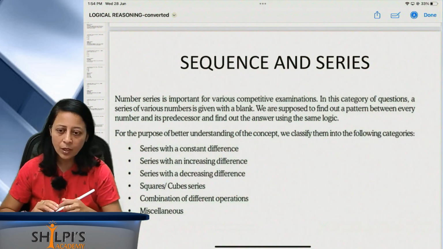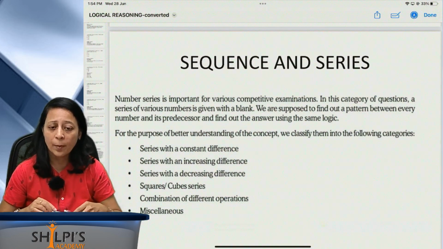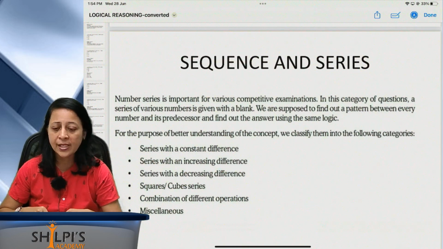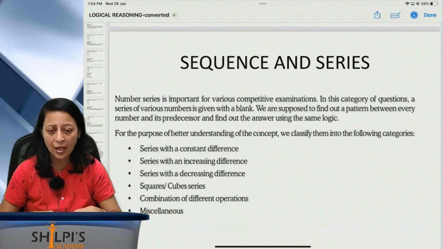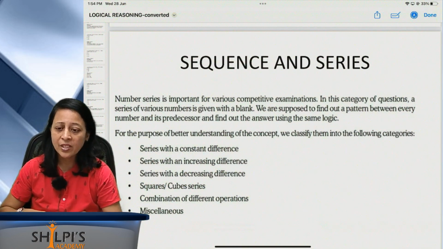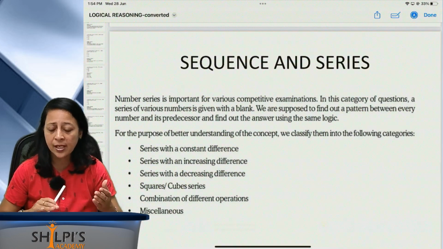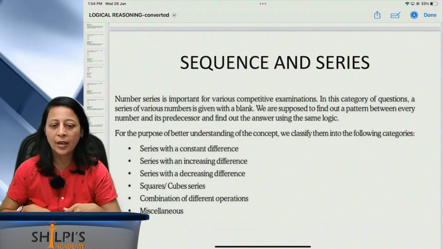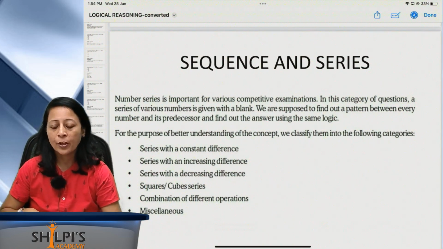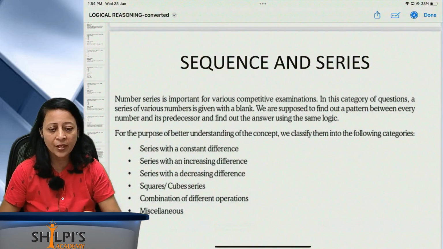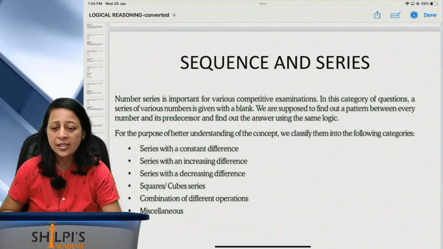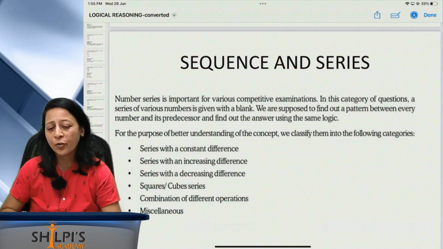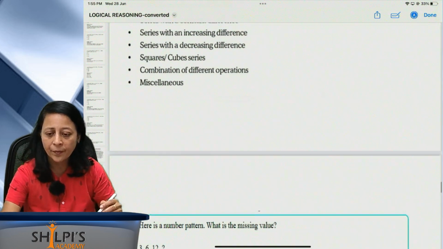Okay. Number series is important for various competitive examinations. In this category of questions, a series of various numbers is given with a blank. We are supposed to find out a pattern between every number and its predecessor. Predecessor is prior, successor is at the back. And find out the answer using the same logic. For better understanding of the concept, we classify them into the following categories: series with a constant difference, series with an increasing difference, series with a decreasing difference, squares or cube series, combination of different operations, miscellaneous.